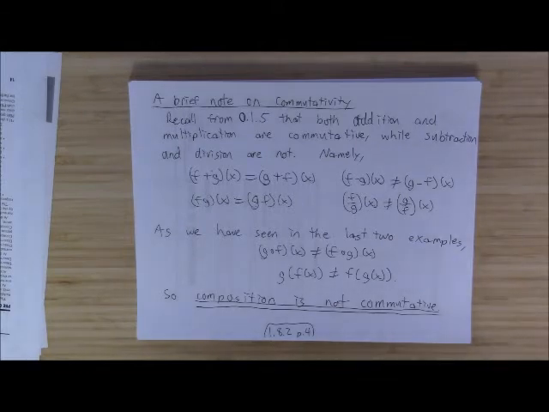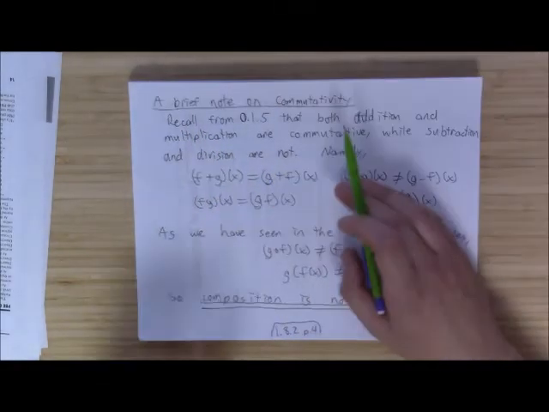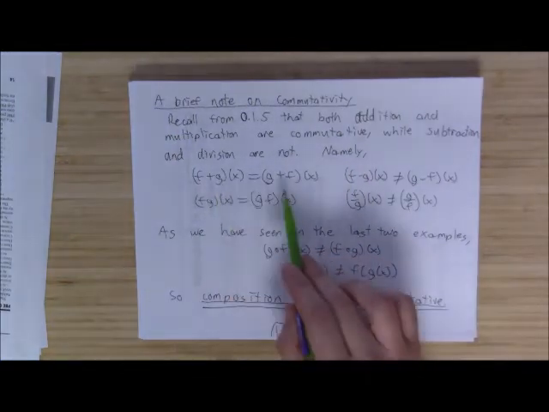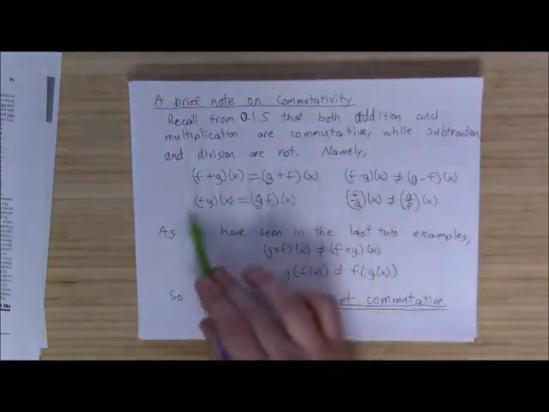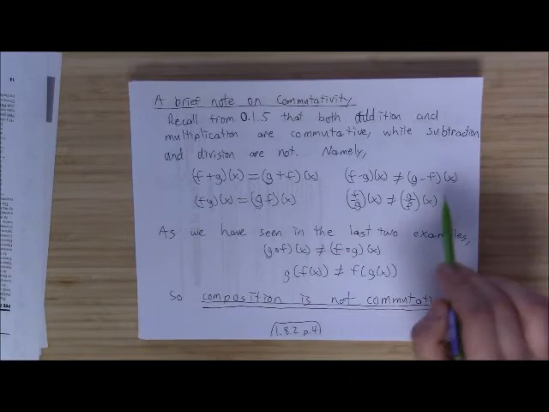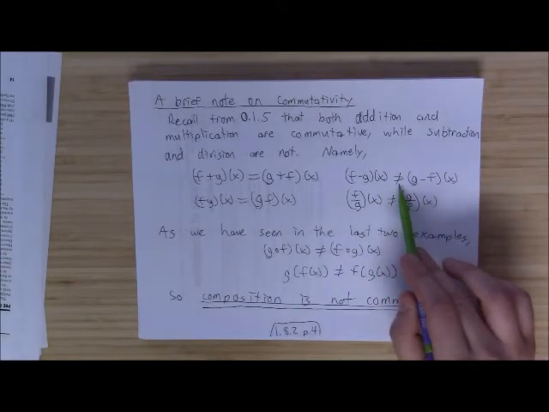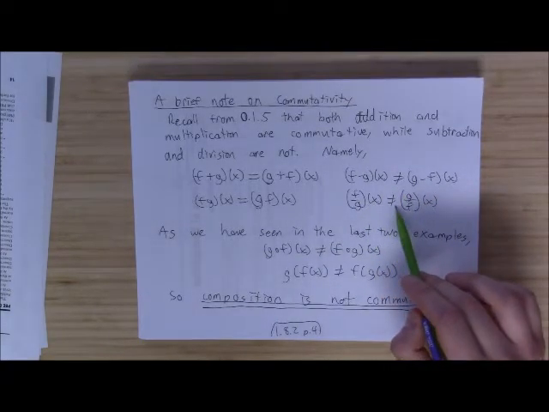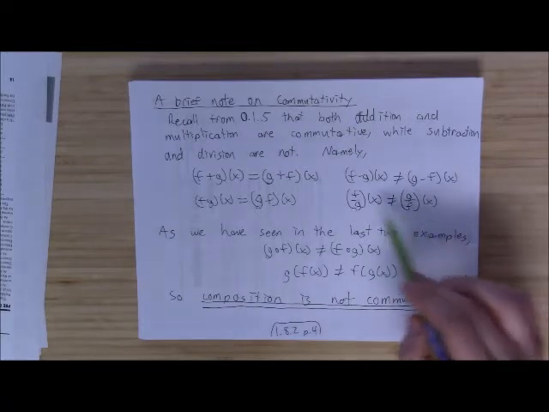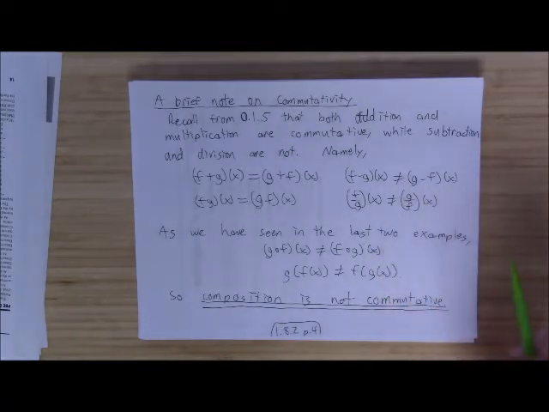So again, talking about that order a little bit. Recall from section 0.1.5 that both addition and multiplication are commutative, while subtraction and division are not. What does this mean for functions? For the sum, the order doesn't really matter, nor does it for the product. However, the difference does matter because you don't get the same thing, and with division you don't get the same thing either. We actually saw that in the last video. We did a couple of examples with that.